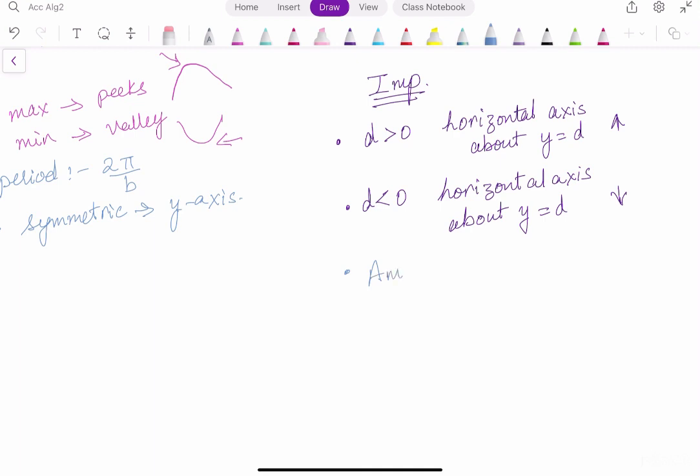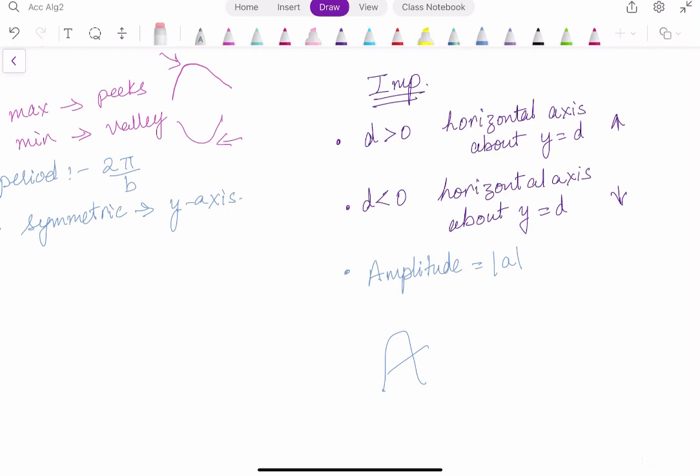Another point, very, very important, you will read some words that's called amplitude. Amplitude is nothing but the absolute value of a. So be careful whenever you write amplitude, it should be absolute value of a.